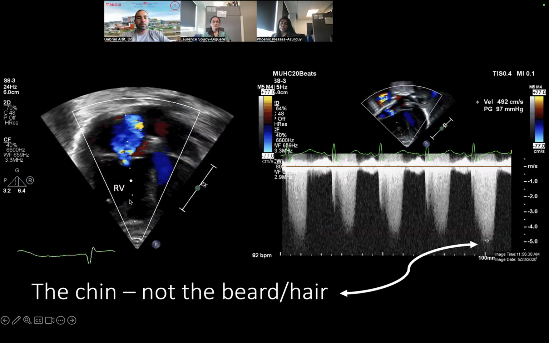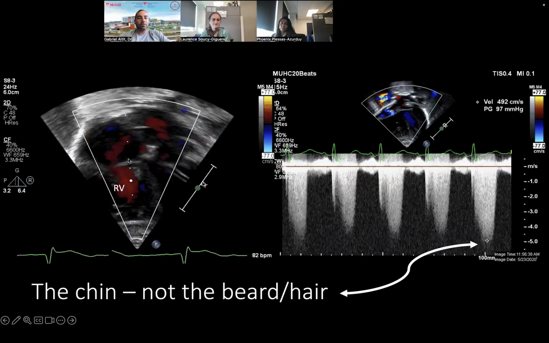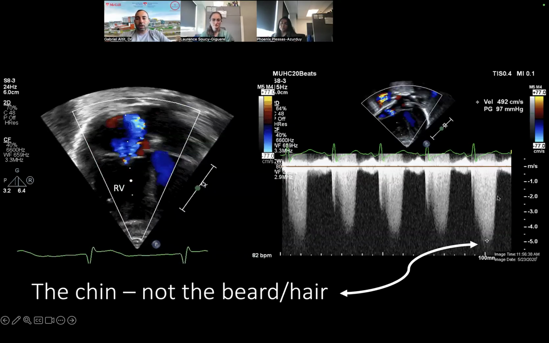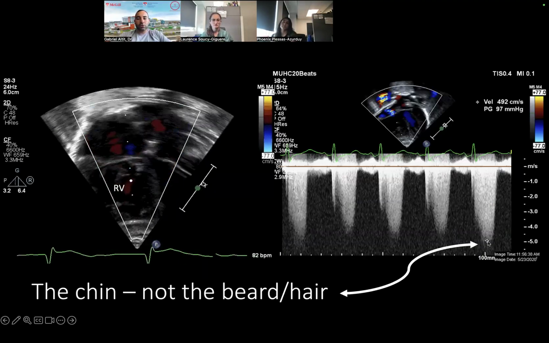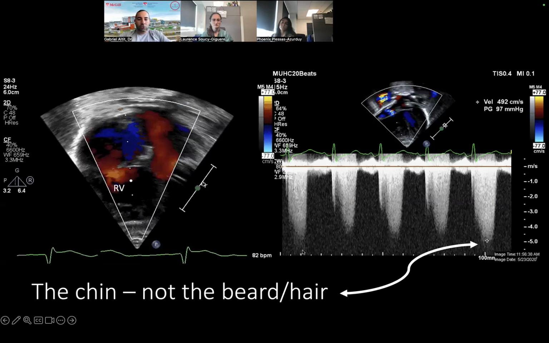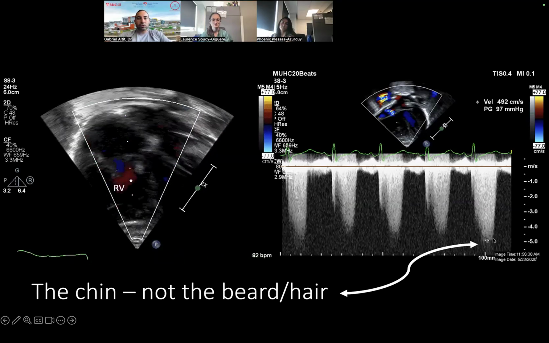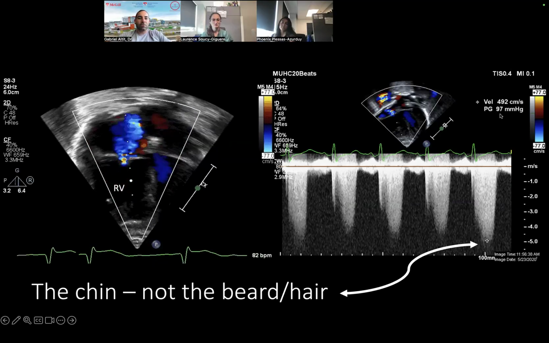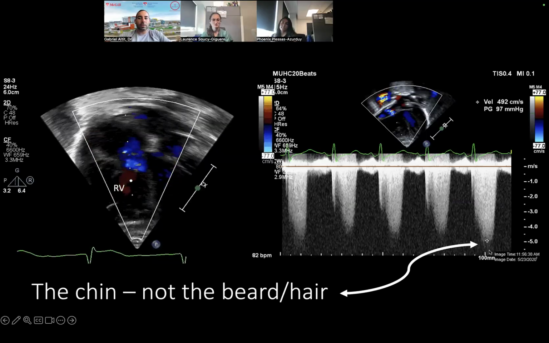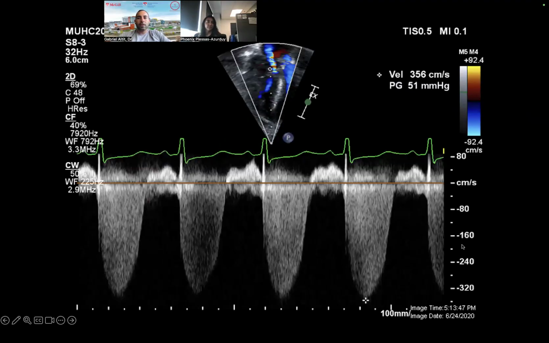Okay. So as an example of a patient where we're trying to align our line of interrogation to get a full curve for TR, you can see here that you get 97 millimeters of mercury of right ventricle to right atrial gradient. What you want to measure is not these little hairs here. It's really the chin of the actual curve, so as not to overestimate your RV-RA gradient, because it can become very overestimated if I put my cursor here. Okay, so another example where here we see clearly the tracing.